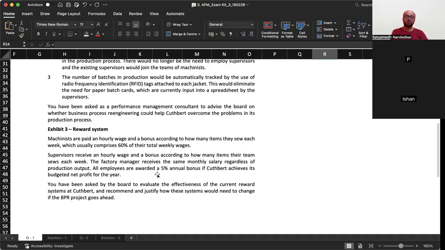You have been asked by the board to evaluate the effectiveness of current reward system at Cuthbert and recommend and justify how these systems would need to change if the BPR project goes ahead. ठीक है, आपको they have told you the current reward system. First of all, Ishan, can you explain the current system to me?